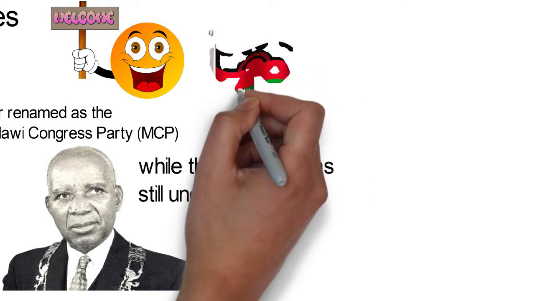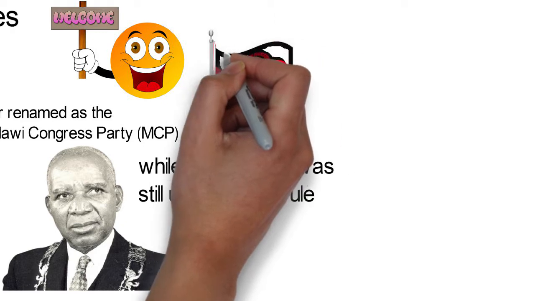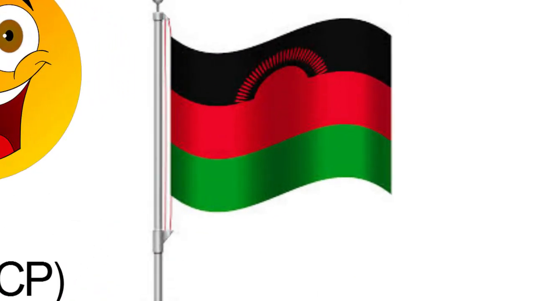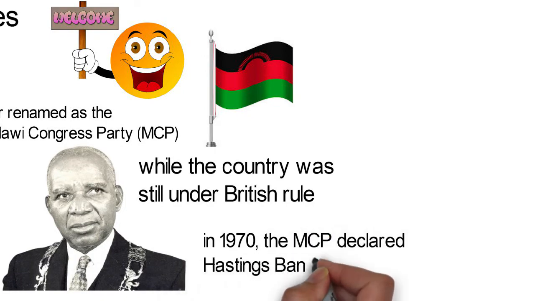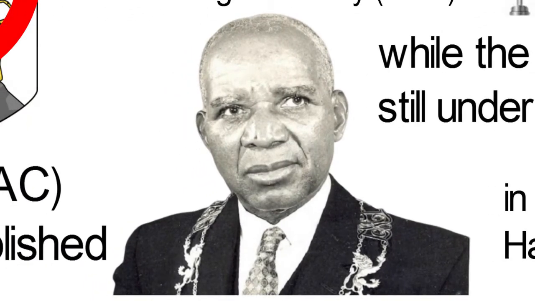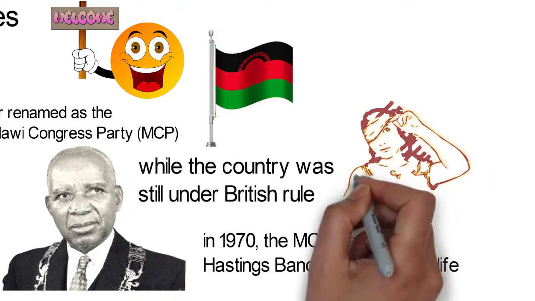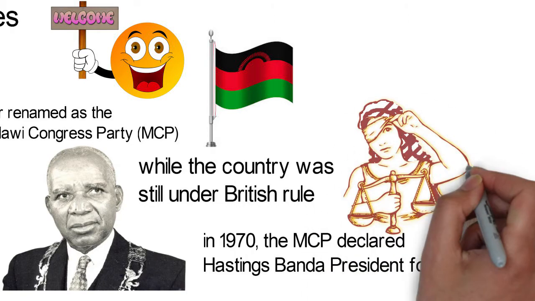Malawi became a fully independent nation on the 6th of July 1964, which was when it adopted the name Malawi. 2 years later, Malawi became a republic and a one-party state with Banda as president. Later in 1970, the MCP declared Hastings Banda president for life. Banda operated a totalitarian regime with the paramilitary wing of the Malawi Congress Party, the Young Pioneers, helping to keep Malawi under Banda's control. Various laws were enacted to control the people.